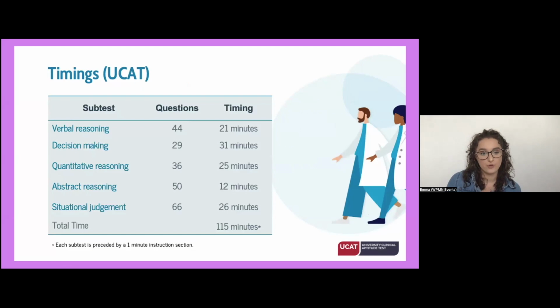And this is just an overview of the UCAT itself. So we've already covered verbal reasoning and decision making. So this week we're going to be covering quantitative reasoning, but you can see here that the test is 120 minutes long, or 115 minutes for answering questions, plus a minute to read the instructions for each section. And it's divvied up into five sections, each with varying numbers of questions and varying lengths of time associated. So yeah, we're going to cover the quantitative reasoning section tonight. And we'll be covering abstract next week and situational judgment the week after.